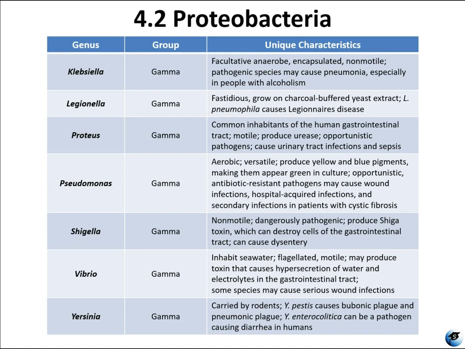Shigella is a gamma proteobacteria. It produces the Shiga toxin, which causes dysentery. Vibrio is gamma proteobacteria. One of the species of Vibrio is Vibrio cholerae that causes cholera. And Yersinia is the causative agent of bubonic plague and the pneumonic plague, and can be associated with severe diarrhea in humans. And that is another gamma proteobacteria.